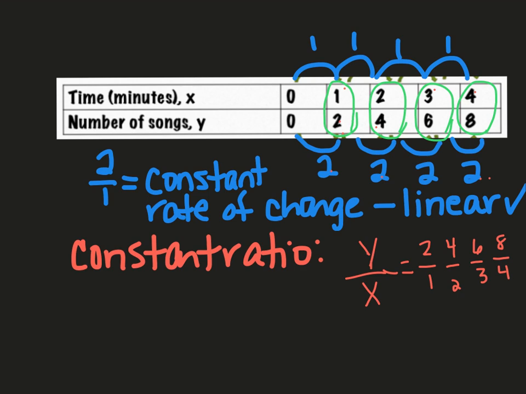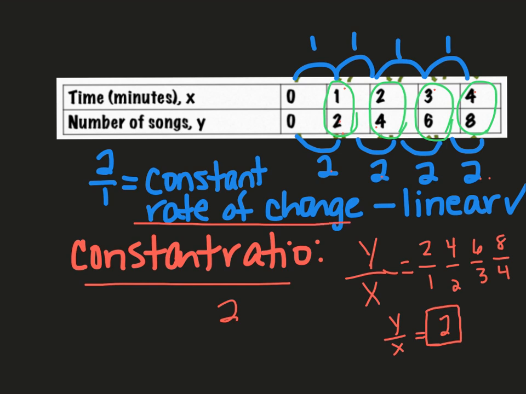It can be linear and not be proportional. Okay, so all of these happen to reduce down to the same thing. So this has a constant ratio of 2, and it has a constant rate of change of 2. So this is proportional. Yay! Now, if I'm telling you something's proportional, you're automatically going to know, hey, it's linear.